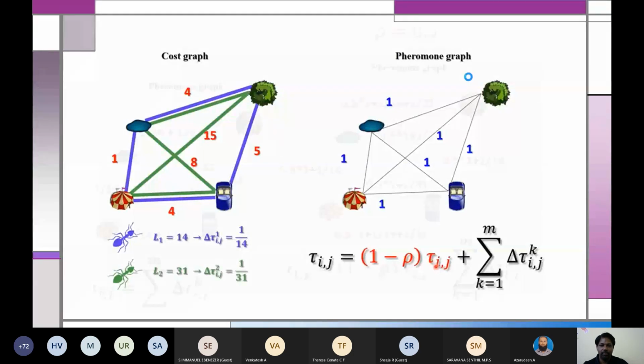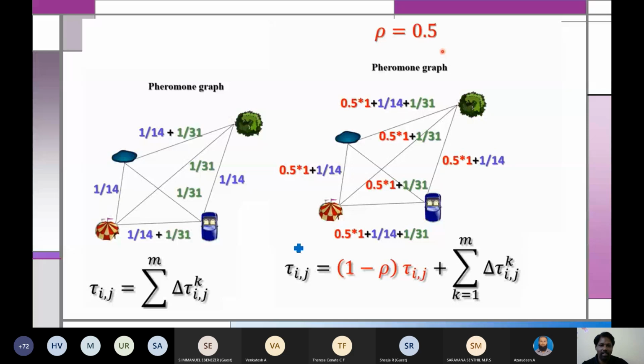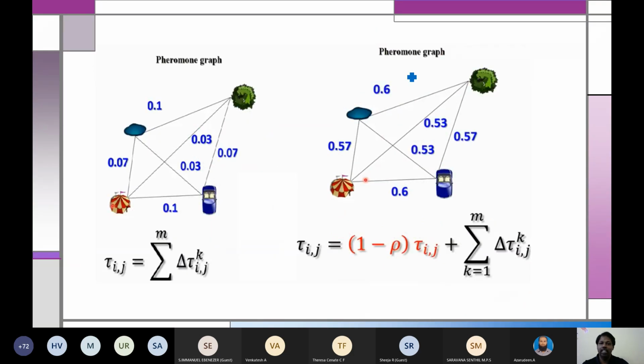So this is the formula, right? 1 minus rho, 1 minus 0.5, into what is in the previous iteration. So 1 minus rho is 0.5, into 1 that was existing initially, into this sum. Finally, this is the pheromone content after evaporation. But after evaporation also you can see that this path is the shortest. So this is how we need to work on this.